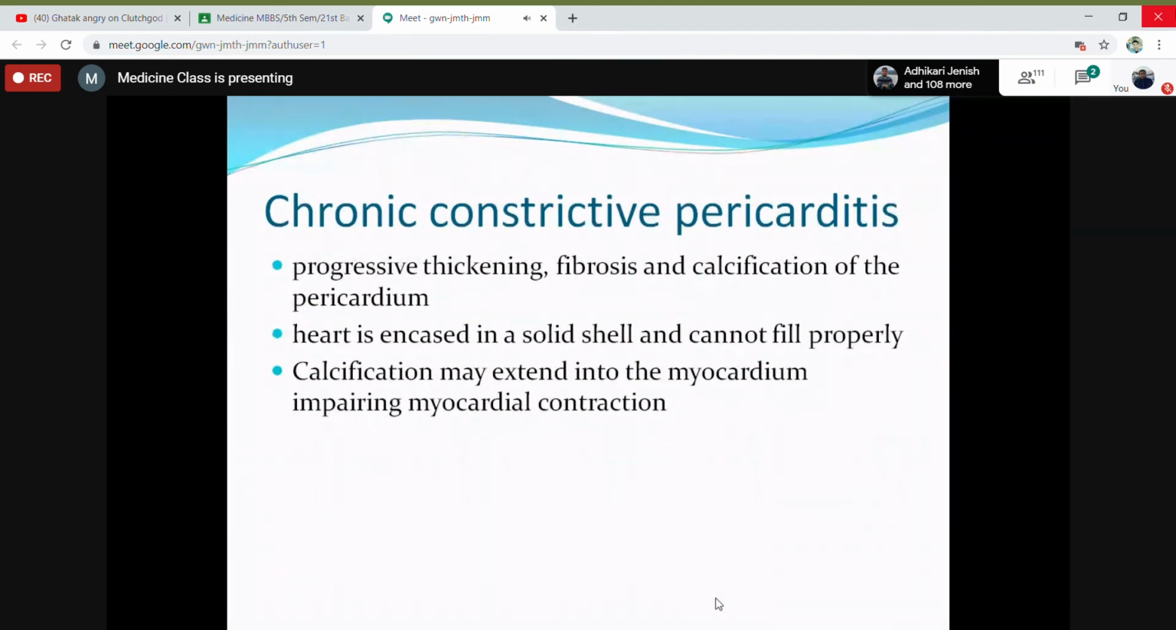Now we'll be talking about chronic constrictive pericarditis. This is progressive thickening, fibrosis, and calcification of the pericardium. In chronic constrictive pericarditis, the heart is situated in a solid shell and cannot fill properly. And this calcification may extend into the myocardium, also impairing myocardial contraction.